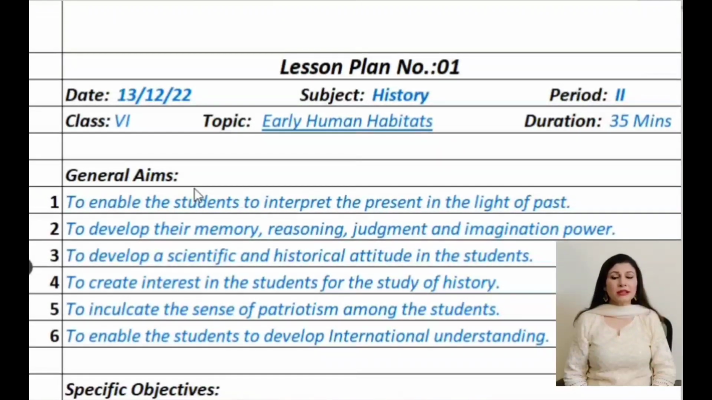General aims are usually related to the subject which we are going to teach. So since we are going to teach history, the general aims over here will be related to the subject history. So they will be to enable the students to interpret the present in the light of past, to develop their memory, reasoning, judgment and imagination power, to develop a scientific and historical attitude in the students, to create interest in the students for the study of history, to inculcate the sense of patriotism among the students, to enable the students to develop international understanding.